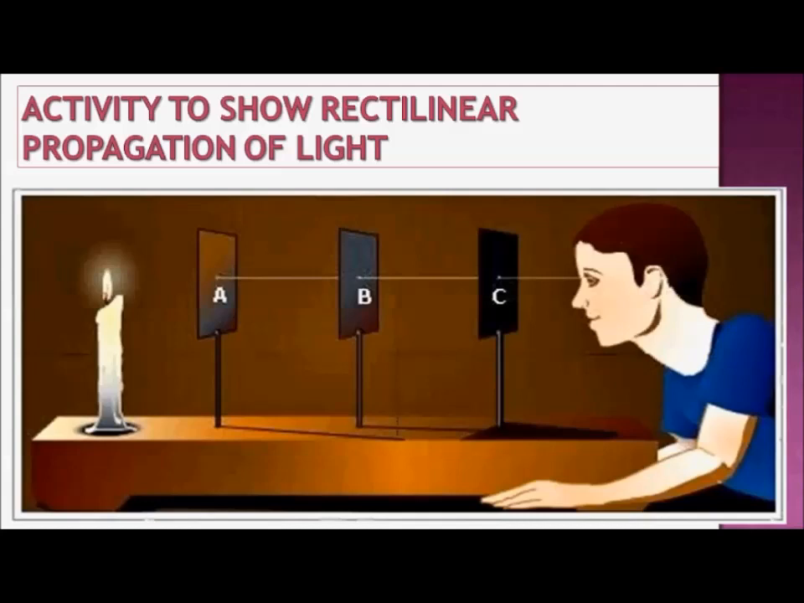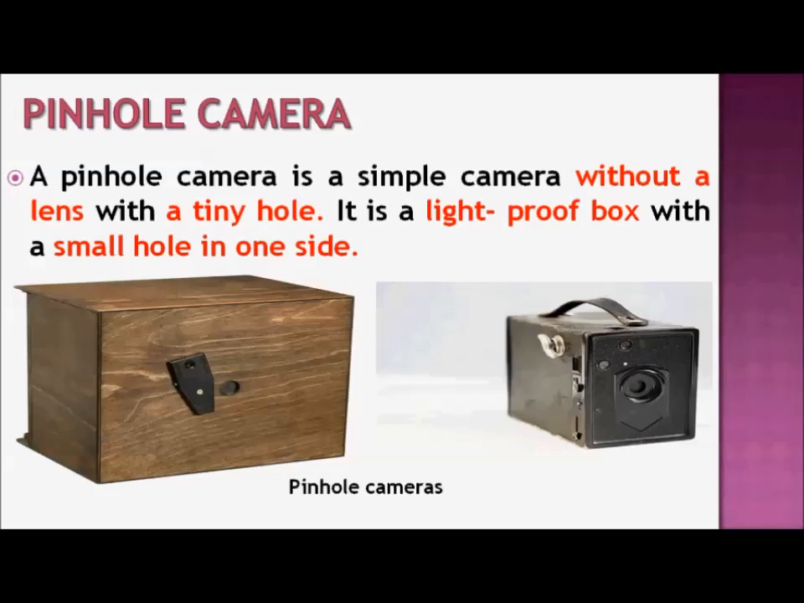So now let us move to pinhole camera. What is a pinhole camera? A pinhole camera is a simple camera without a lens with a tiny hole. It is a light-proof box with a small hole in one side. Okay, isn't it amazing? That is a camera without a lens. Yes, it is amazing.